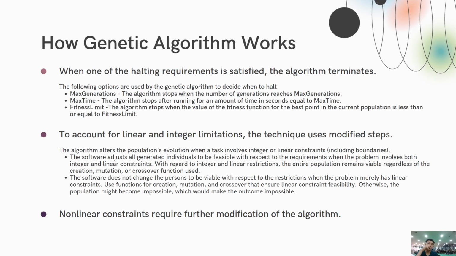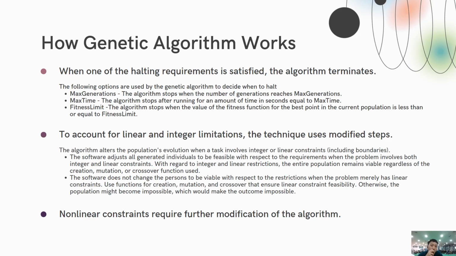When one halting requirement is satisfied, the algorithm terminates. There is a rule. The following options are used by the genetic algorithm to decide when to halt or stop. The first one is max generation: the algorithm stops when the number of generations reaches max generation. Second one is max time: the algorithm stops after running for an amount of time in seconds equal to max time. Third one is fitness limit: the algorithm stops when the value of the fitness function for the best point in the current population is less than or equal to fitness limit.